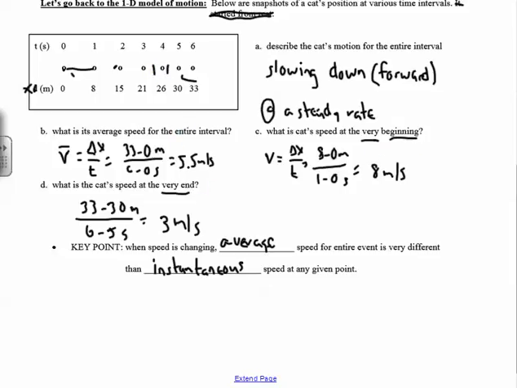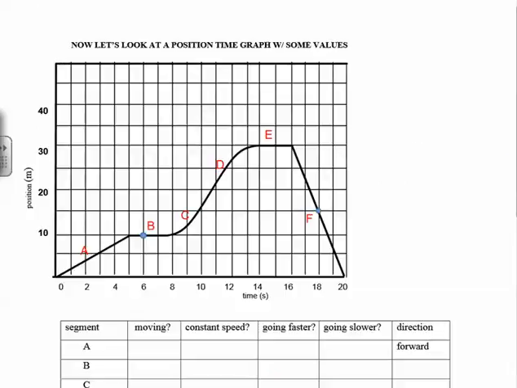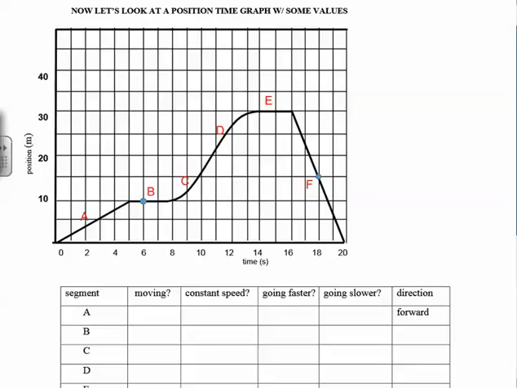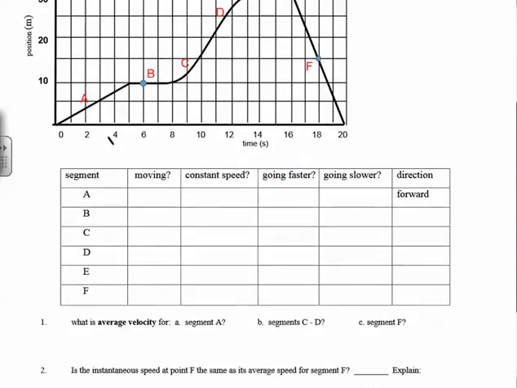Alright, so that's really it for the introduction. What I'd like you to do is we have a practice page. I'd like you to try this on your own. We have a position-time graph. I want you to fill out the chart, put a yes or no for moving, constant speed. We didn't formally talk about going faster or slower, but I want you to give that a try. I think you can figure that out. Remember, you're looking at the steepness of the slope, and if the steepness is changing, you can infer whether it's getting less or greater and determine if it's going faster or slower. And then do direction. And then there are a few questions below to ask.